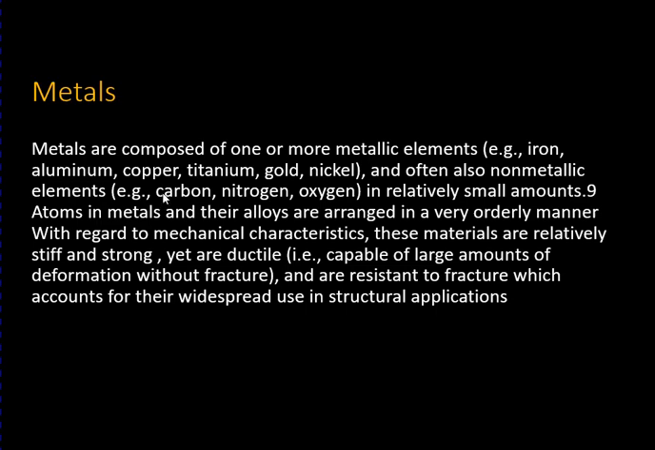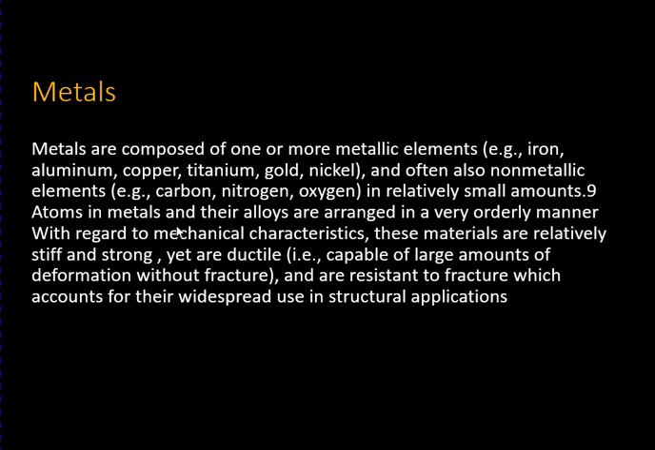Now, metals are composed of one or more metallic elements. They are just made up majorly of metals. Examples: iron, aluminum, copper, titanium, gold. All these are metals. Often also non-metals, so they might have some small amount of non-metallic element in them. For example, some metal might have some small amount of carbon, basically based on their processing. They might include some carbon, nitrogen, and of course oxygen, but in relatively small amounts. So the major elements of metals are simply metallic elements.